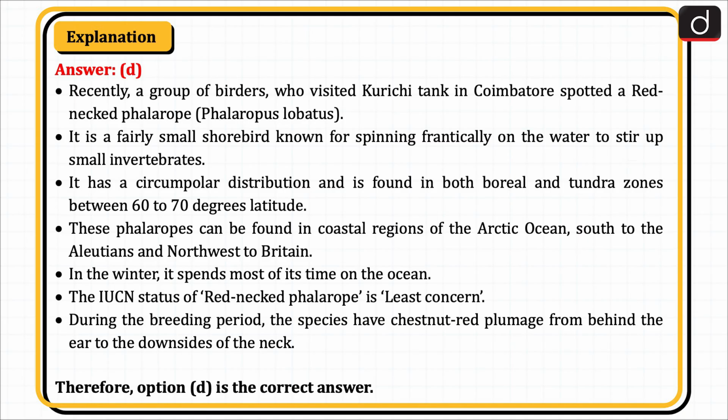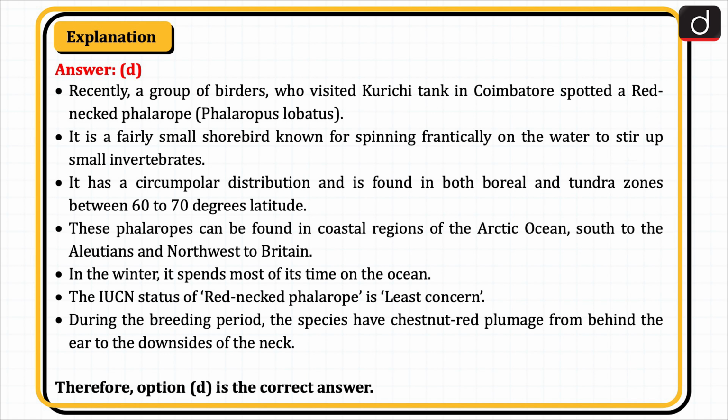Recently, a group of birders who visited Kurichi Tank in Coimbatore spotted a red-necked phalarope or Phalaropus lobatus. It is a fairly small shore bird known for spinning frantically on the water to stir up small invertebrates. It has a circumpolar distribution and is found in both boreal and tundra zones between 60 to 70 degrees latitude. These phalaropes can be found in coastal regions of the Arctic Ocean south to the Aleutians and northwest to Britain.